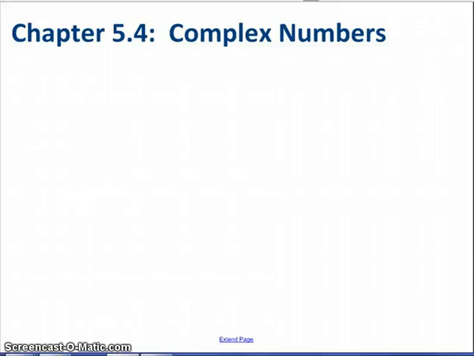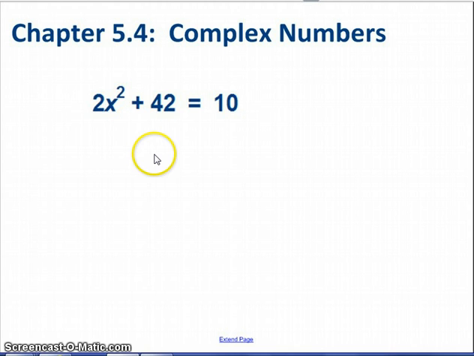Hello Algebra 2. This is the video lesson for chapter 5.4, which focuses on complex numbers. Let's pick up where we left off with the last lesson and the last section that we looked at right before our most recent quiz. We might have had a problem a lot like this, and I might have asked you to solve for x.